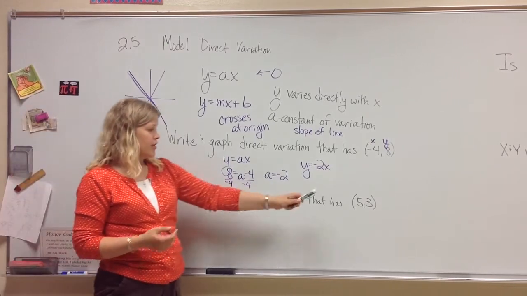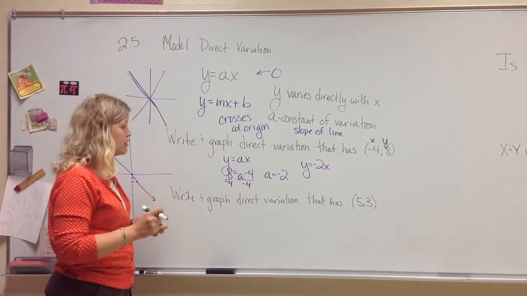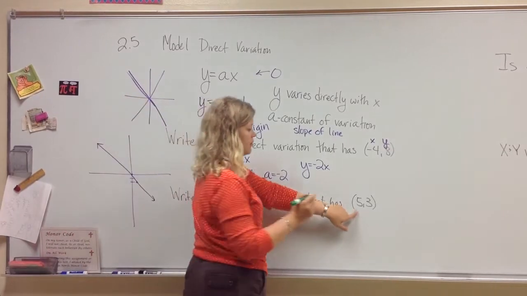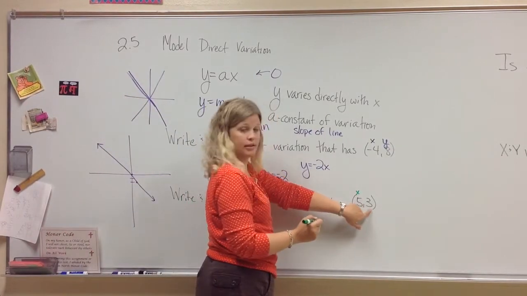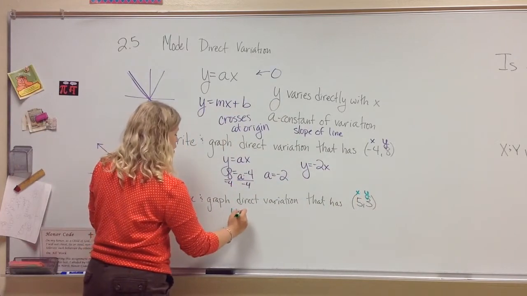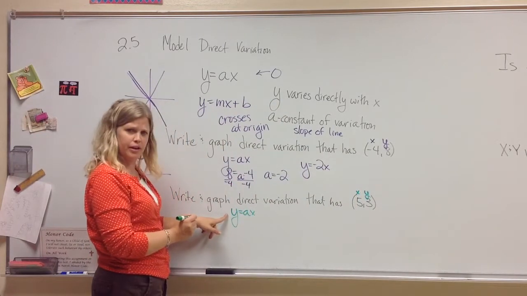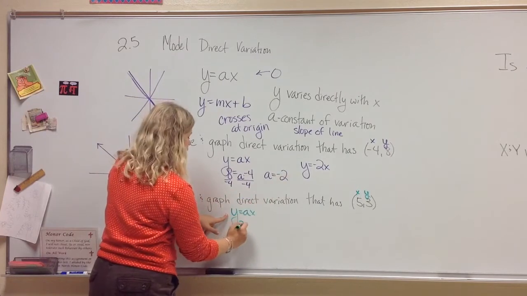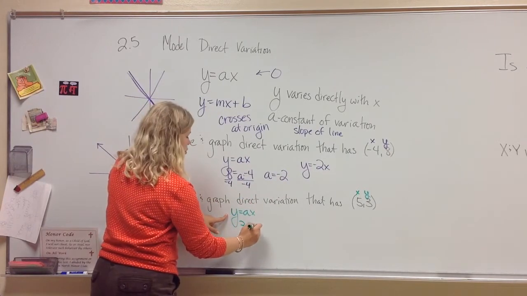We're going to do another one. Write and graph direct variation that has 5, 3 as a point. Once again, what can we plug the 5 in for? x. And the 3, yep, for y. So now go back to the formula, y equals ax. What did we say we were plugging in for y? Oh yeah, we labeled it. That helps, 3. We don't know a.